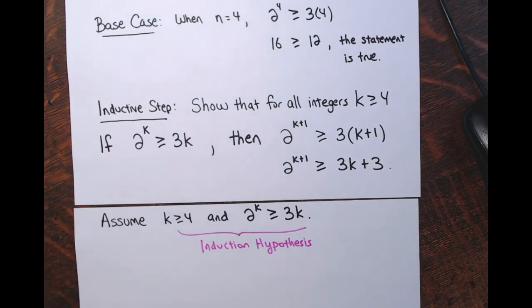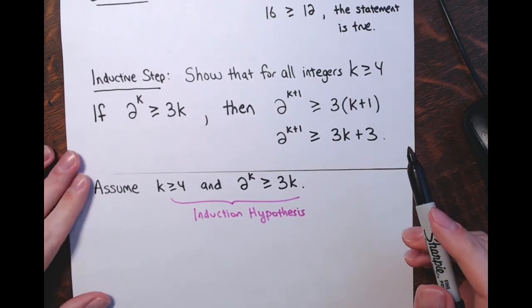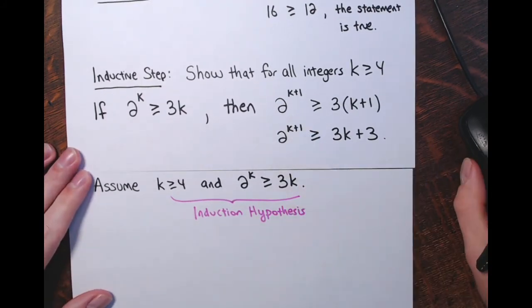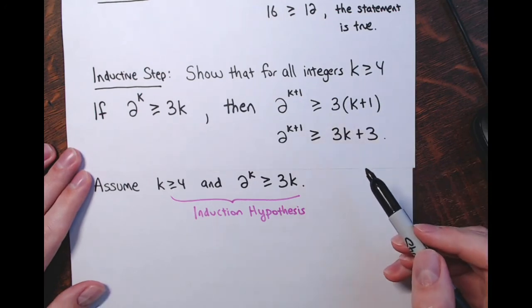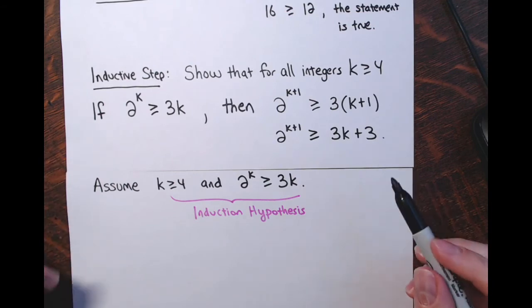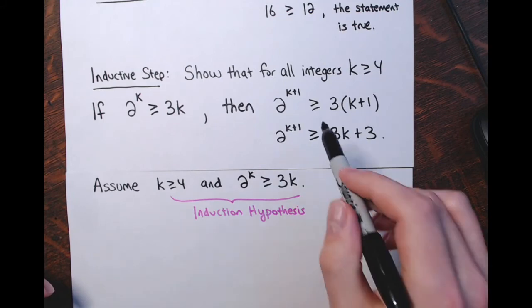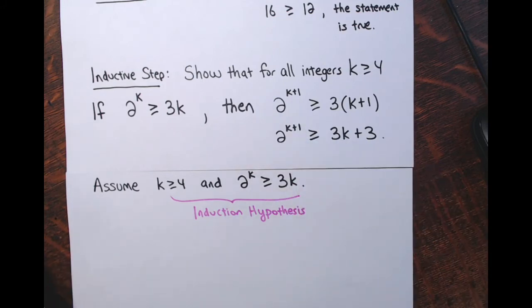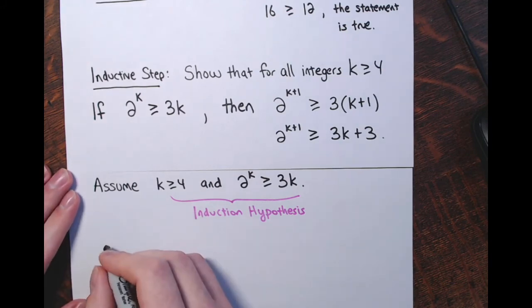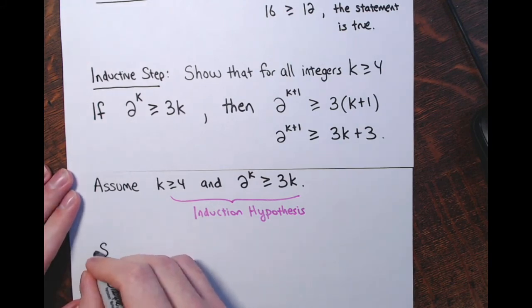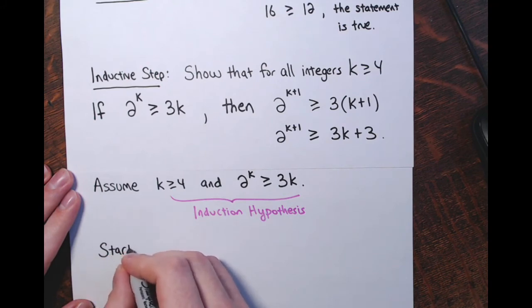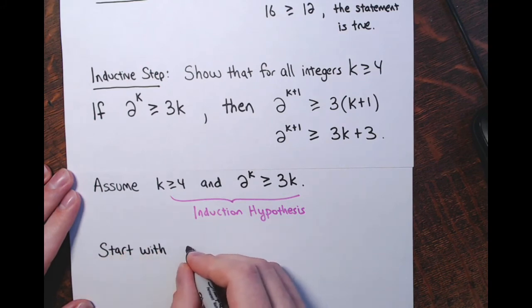The things that we are assuming to be true in this inductive step. Now, if I'm trying to show that 2 to the k plus 1 is greater than or equal to 3 times k plus 1, again, you can't start with this, or 3k plus 3. Got to start with one side and go through some steps to show the other. So I'll start with 2 to the k plus 1. I'll start with the left side. So say I start with the expression 2 to the k plus 1.